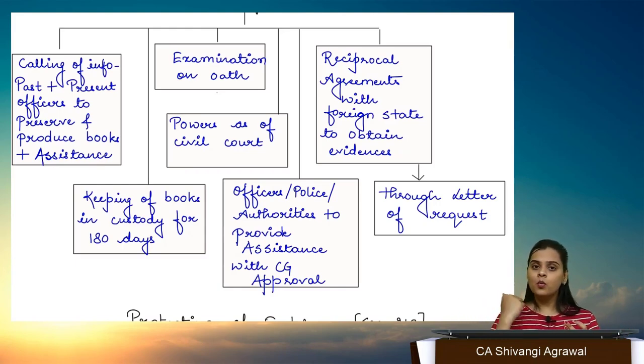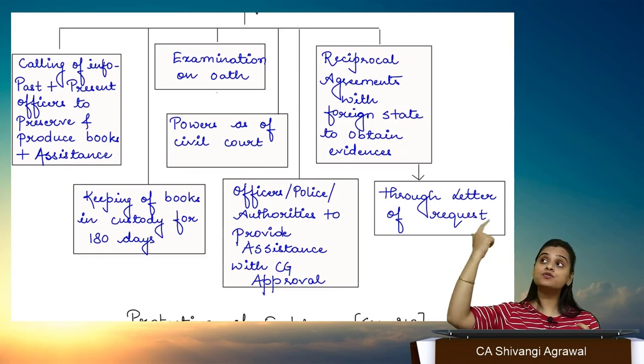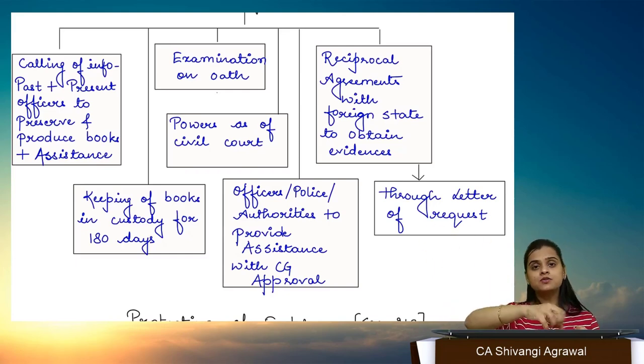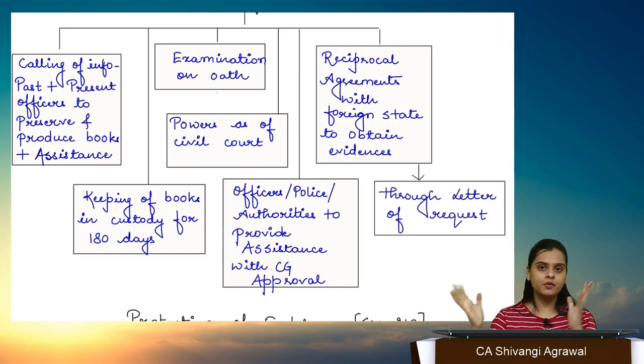How? We will tell our Indian court that there is an evidence which is out there. Indian court will send a letter of request to foreign court. Foreign court will summon that person who is concerned, will inquire that person, will collect evidences and give it back to the Indian court, and Indian court will give it to the inspector concerned and he will prepare the report. Likewise, since it is a reciprocal arrangement, so give and take.